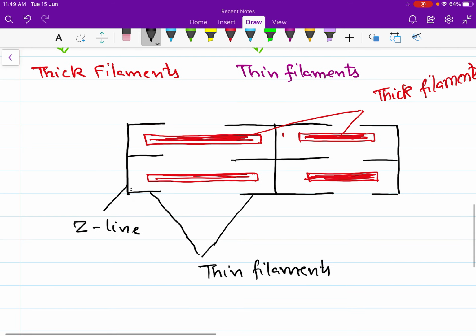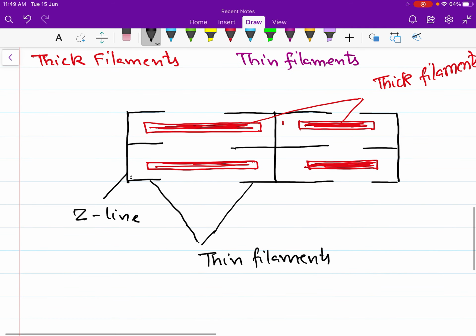There is one more thin line that bisects the thick filaments. That line is called the M line. So a very thin line bisects the thick filaments in the middle, and this line is called the M line.